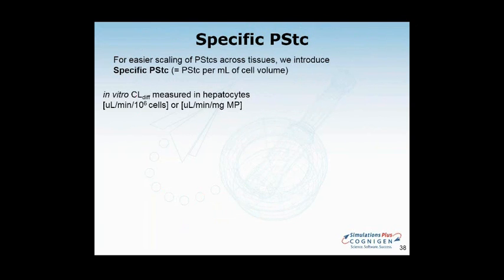And to make it more straightforward, we introduced a new parameter called specific PSTC, or permeability surface area product per milliliter of cell volume. And this is an important aspect. It's not the total tissue volume, but the cell volume. This becomes important, especially for the young neonates and infants, where the fraction of extracellular space and the cell volume is changing, but it's the cell volume that accounts for the surface area.